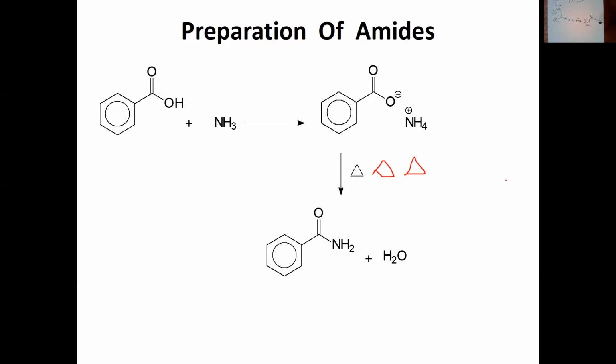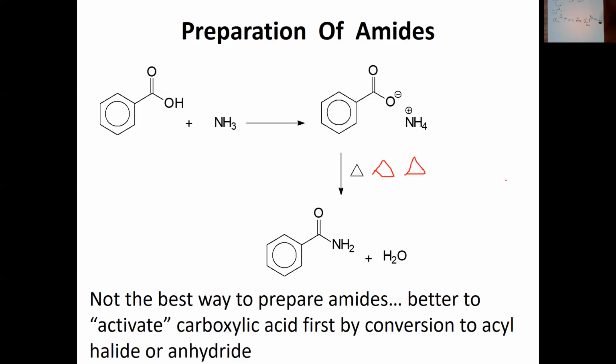This is not a mechanism we will talk about. It's not a mechanism you're expected to know, because this is really not an easy way to make an amide. It's not the best way. The better way is to activate a carboxylic acid by conversion to an acyl halide or anhydride. What does that even mean? That says it's better to turn your carboxylic acid into a more reactive carboxylic acid derivative. And then once it's an acid chloride, let's say, you can turn an acid chloride into an amide easily with reactions we will discuss soon.